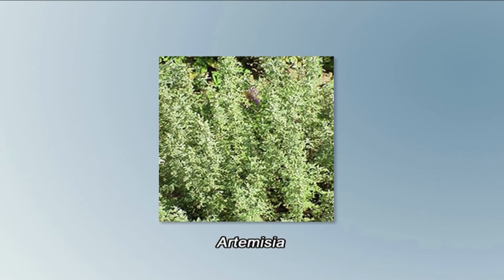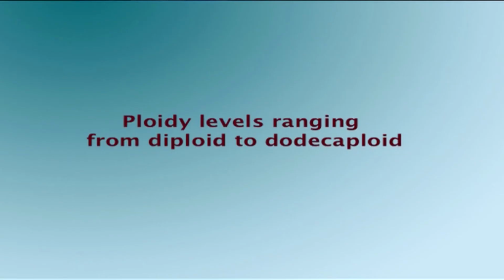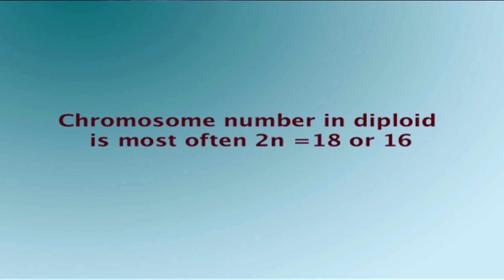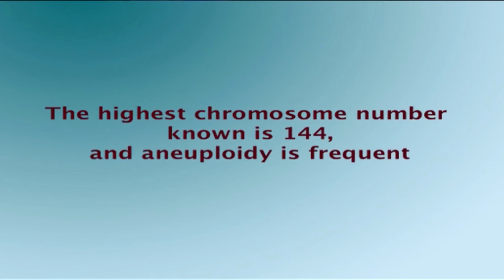Artemisia has two basic chromosome numbers with ploidy levels ranging from diploid to dodecaploid for x=9 and from diploid to hexaploid for x=8. Chromosome number in diploid is most often 2n=18 or 16. The highest chromosome number known is 144 and aneuploidy is frequent. Within several species, different ploidy levels have been observed that were considered to rest on autopolyploidy.